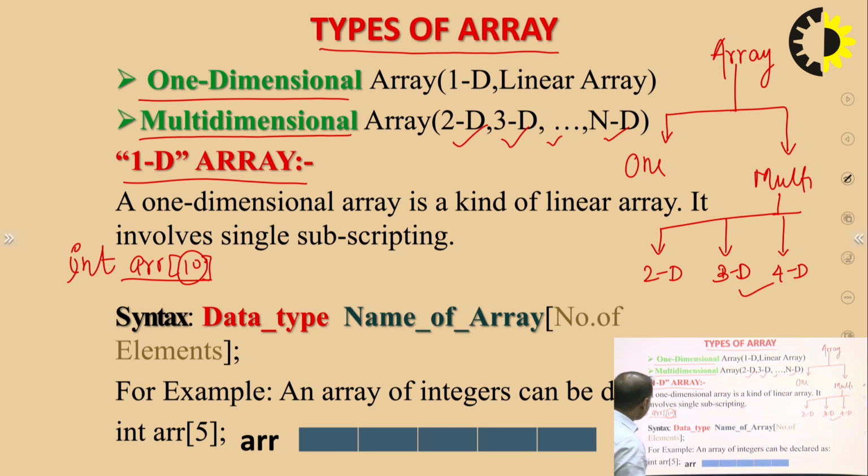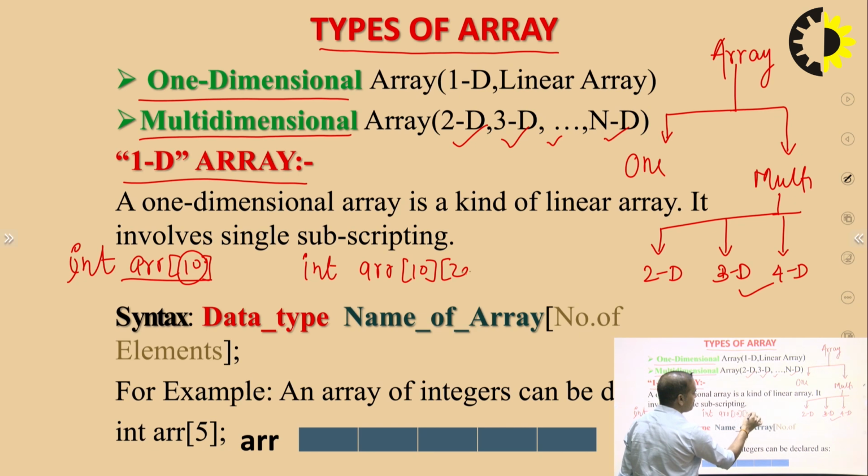In the case of a two dimensional array, we have to use two subscripts like this, int arr[10][20]. The first is called the number of rows and the second is called the number of columns. Here, due to rows and columns, this array is called a two dimensional array. In 3D we use three subscripts, which we will show later.